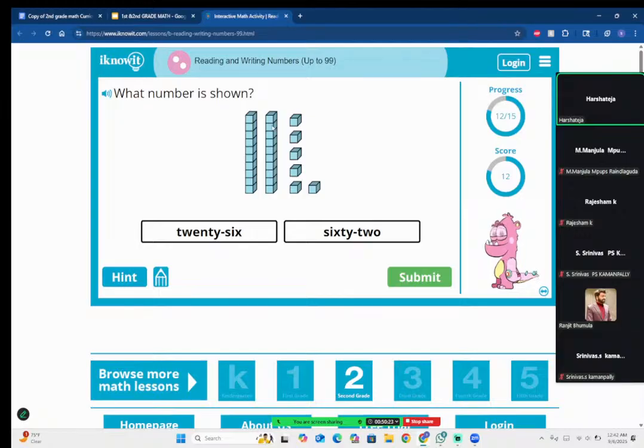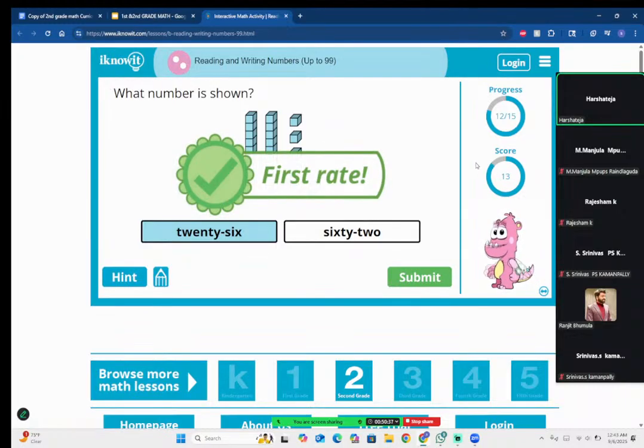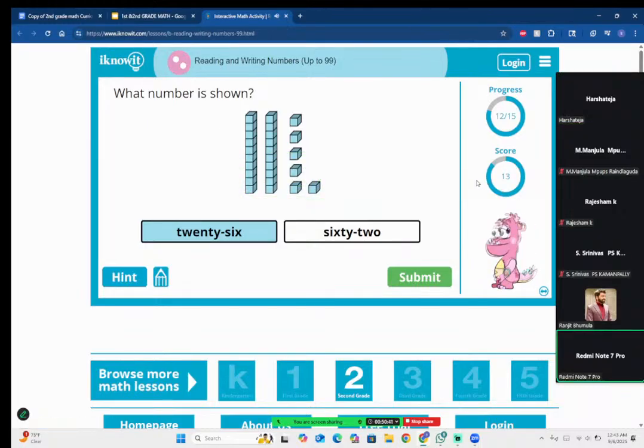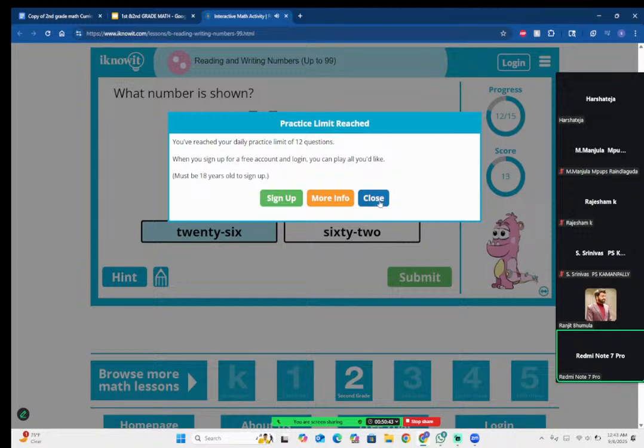Here there's 2 stacks of 10 and 1, 2, 3, 4, 5, 6. So 20 plus 6, 26. There's 3 more to go.